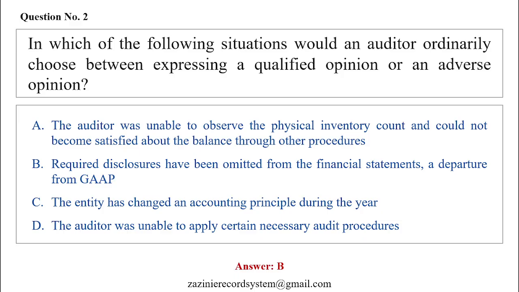Explanation. Letter B is correct because omitting required disclosures is a departure from GAAP, and departures from GAAP are exactly the kind of issue that leads an auditor to choose between a qualified opinion and an adverse opinion, depending on how pervasive the omission is. Scope limitations, like being unable to observe inventory, lead down a different path toward a qualified opinion or a disclaimer instead.